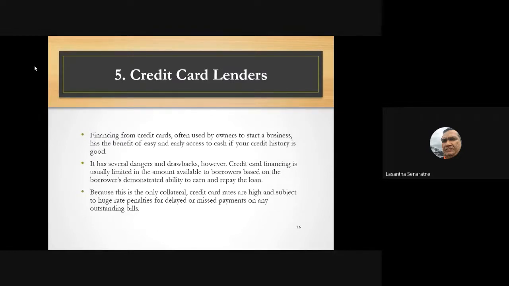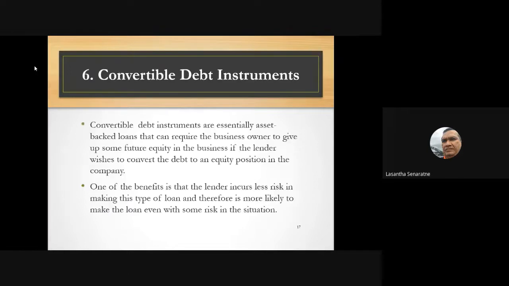Credit card lenders, there's nothing much I can talk about that. If you want a facility, yes, and make sure that even for credit card customers, you need to get their KYC updates also. Convertible debt instruments, there are a lot of convertible debt instruments. One of the most important convertible debt instruments is the debenture.